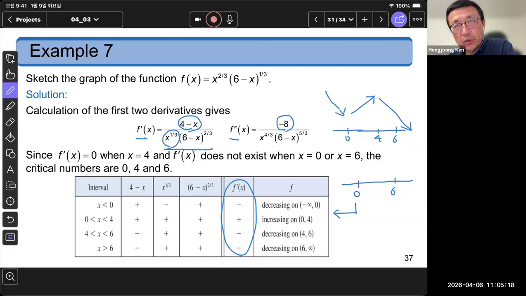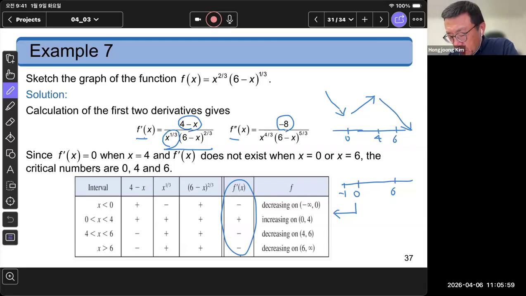I have x to the 4/3 and 6 minus x to the 5/3. So to the left of 0, how can I tell the sign? If it is confusing, please pick up any point there. Usually some small value so that you can easily calculate the actual value of that expression. Say when x is negative 1, what is the sign of this x to the 4 thirds times 6 minus x to the 5 thirds?